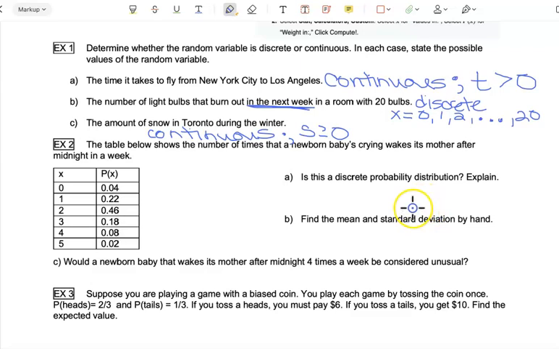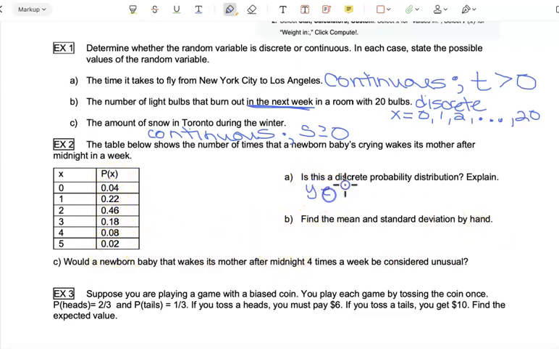Explain. So these are our two values. This is a discrete random variable, so I'm good on that part. The other things that have to be true is that I need the total probability to add up to 1. So I'm going to add 0.04 plus 0.22 plus 0.46 all the way down through the table. And when I add those, I do get 1. So each individual probability is also between 0 and 1, so we're good on that.